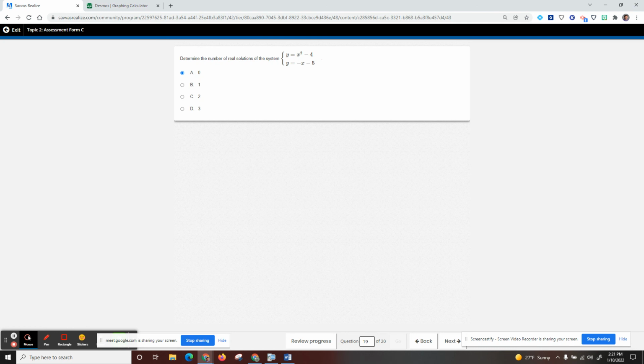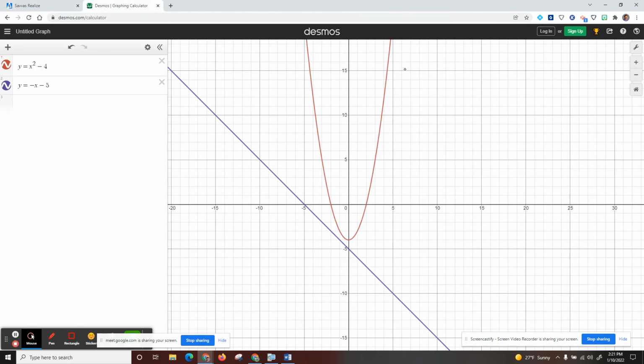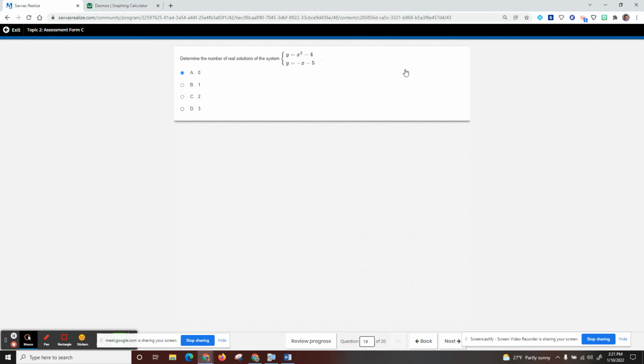If they touched at exactly one spot, like that line touched that curve at exactly one spot, there'd be one solution where they touch. If that line crossed through and it touches it twice, then there'd be 2 solutions. There's no way a line can touch a parabola 3 times, so the answer to a question like this will never be 3. The only options are 0, 1, or 2.